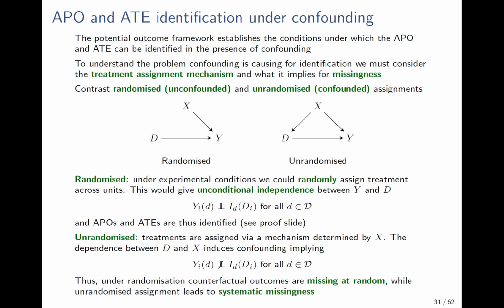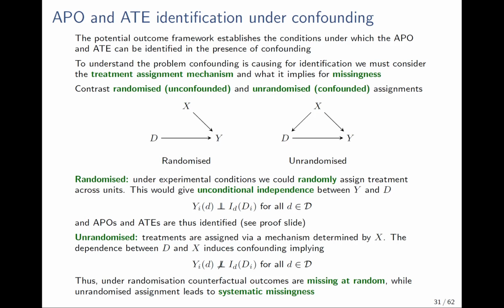Okay, that was for a randomized treatment. Now let's turn to unrandomized, and this is the right hand side DAG shown here. In this case, treatments are assigned via a mechanism that you can see is determined by X. So X is determining what value of D is assigned to each unit. And that means that we've got this backdoor path, the confounding backdoor path that we've talked about previously. And that's how unrandomized assignment relates to confounding.